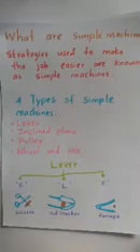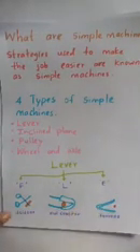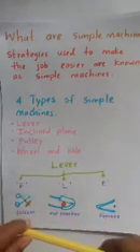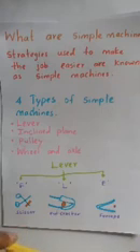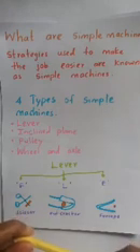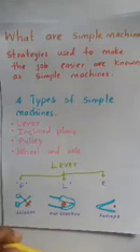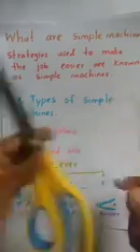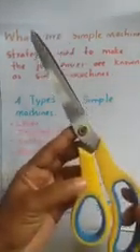Hello children, today I will be teaching you inclined planes under simple machines, unit 15. Before we go to inclined plane, just a recap of the previous lesson. What are simple machines? It's a scissor, it's a simple machine. A stapler, simple machine.